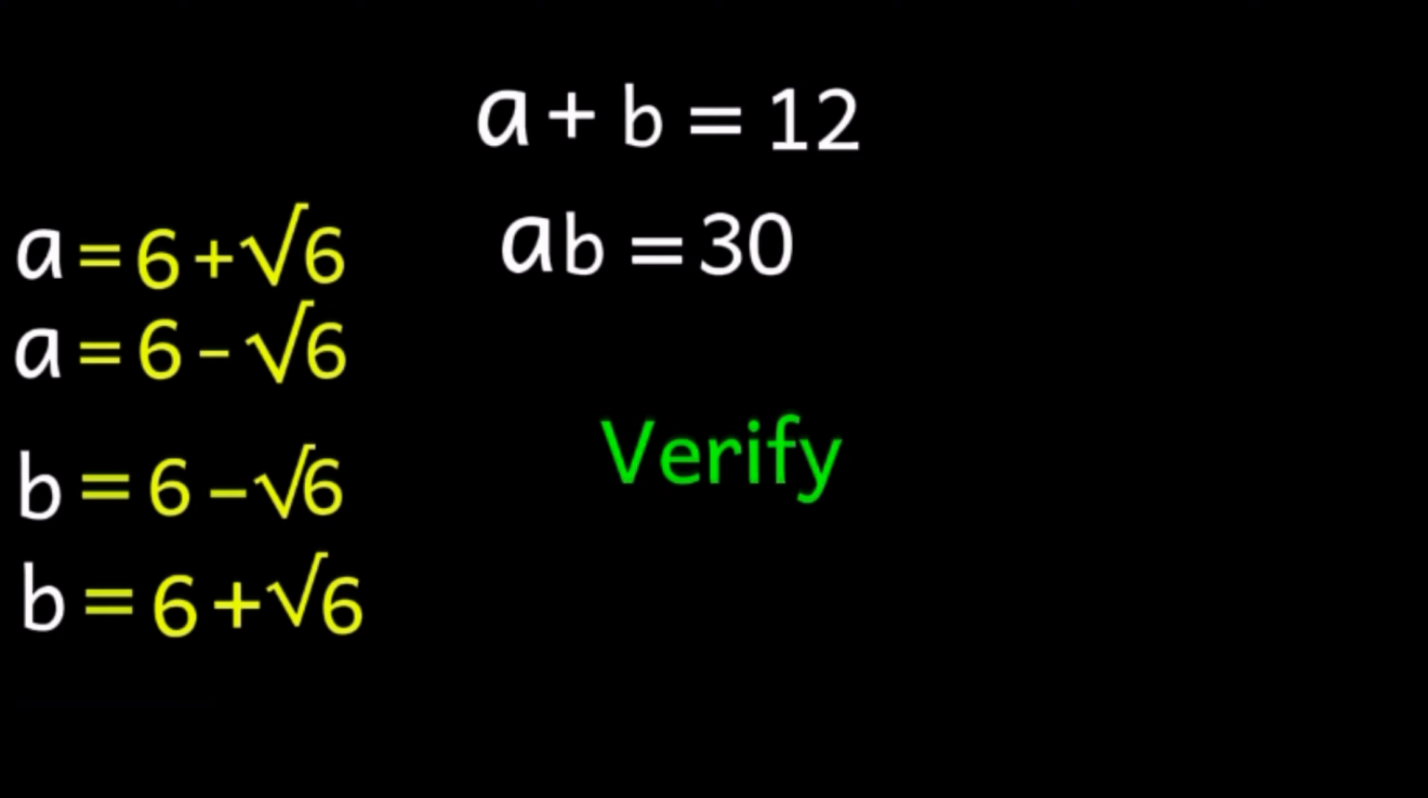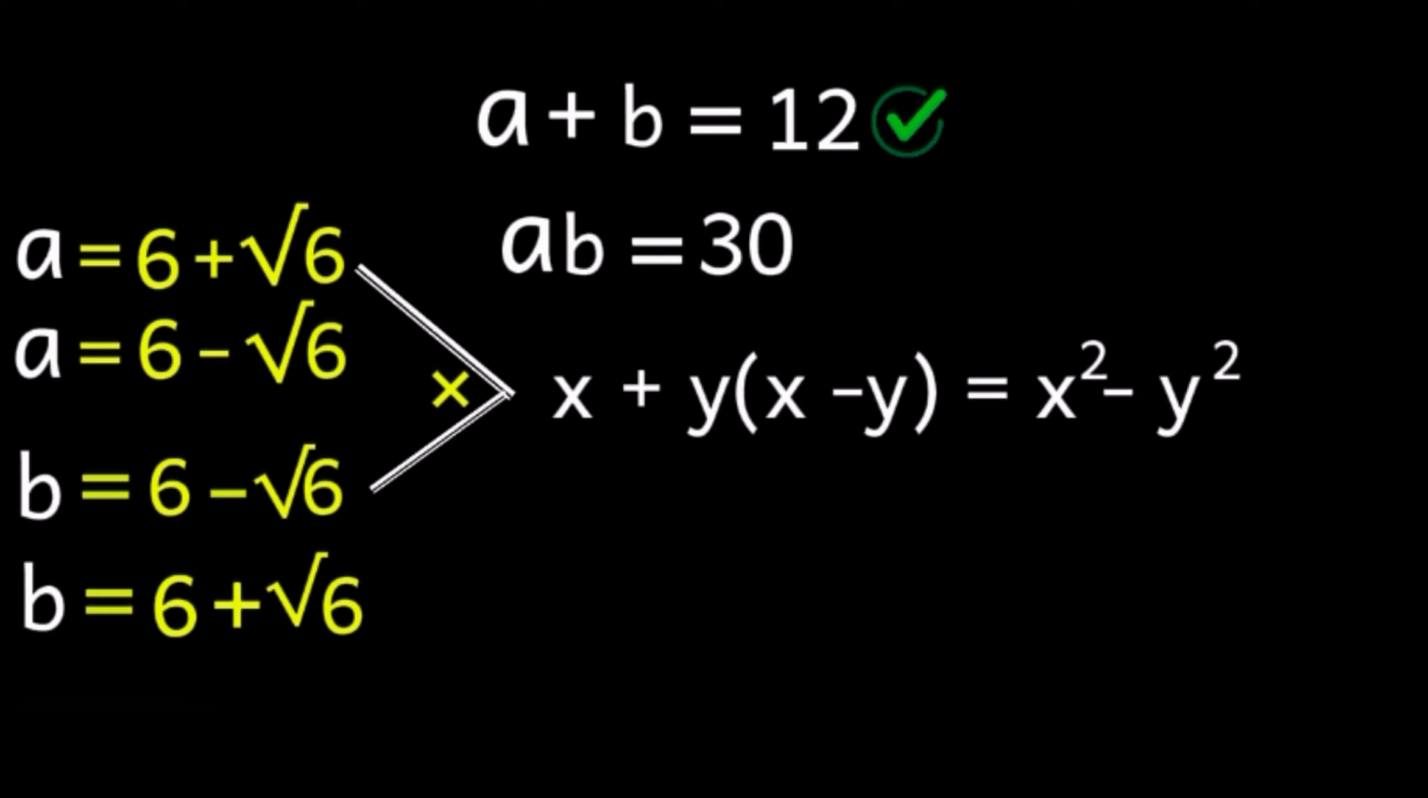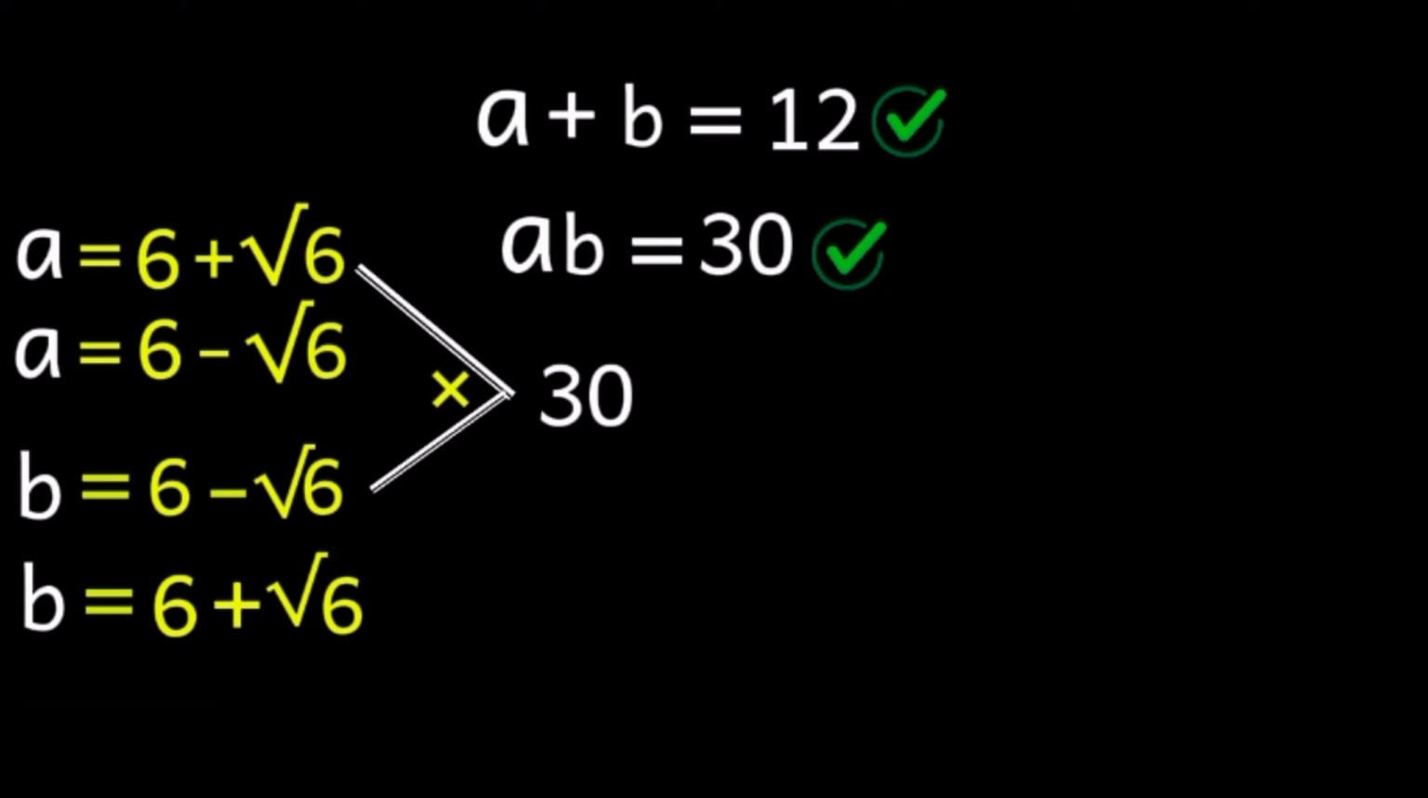Now, let's quickly verify our answer. When we add them, we get 12, which satisfies the first equation. And when we multiply them, we use the identity x plus y times x minus y equals x squared minus y squared. So we get 6 squared minus square root of 6 squared, which gives 36 minus 6 equal to 30. So both conditions are satisfied.